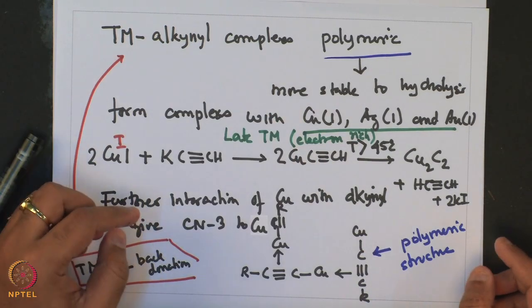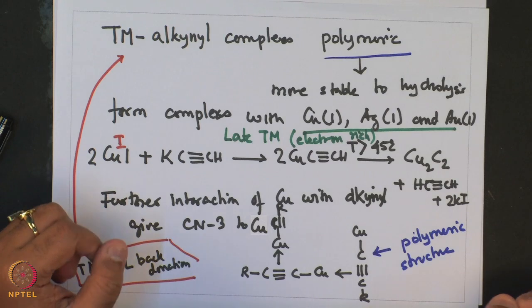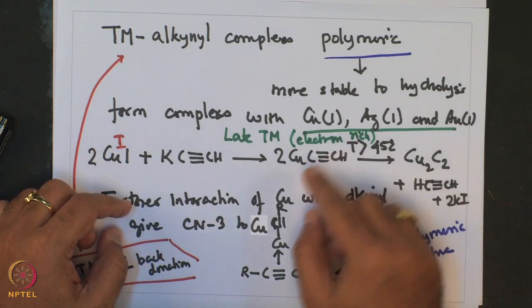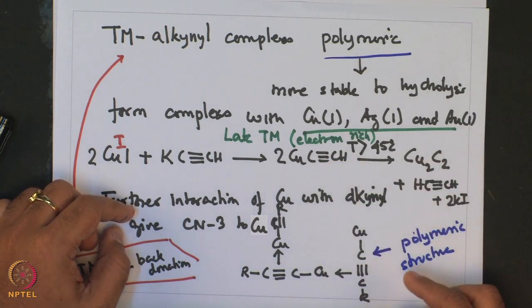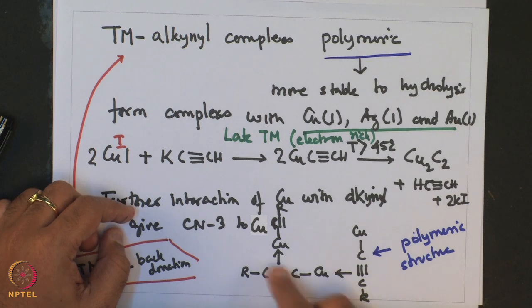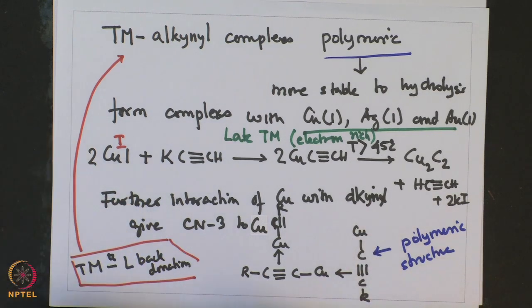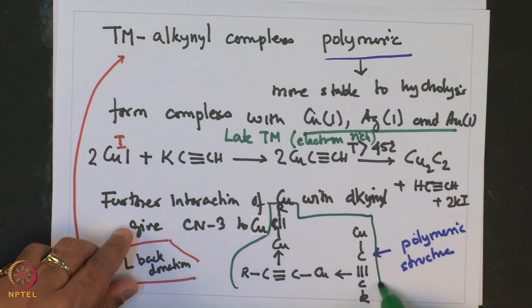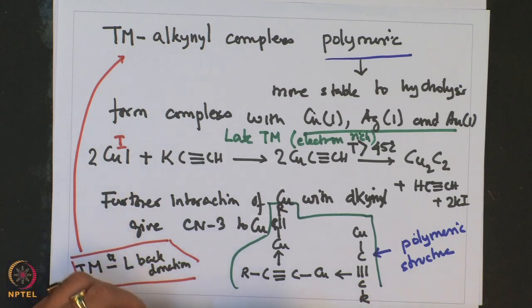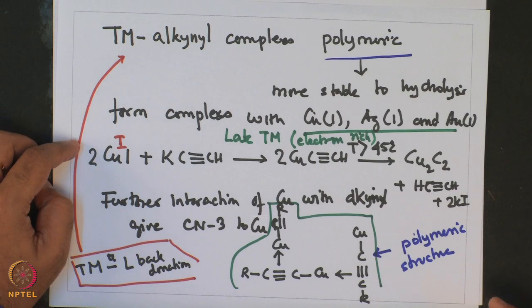And because of the extreme basicity of these acetylide moieties, they stabilize themselves by polymerizing and binding to several metal centers as shown over here, and thereby gaining some stability arising out of this reactivity of the acetylide moiety.